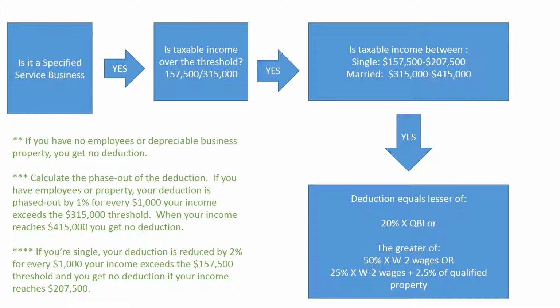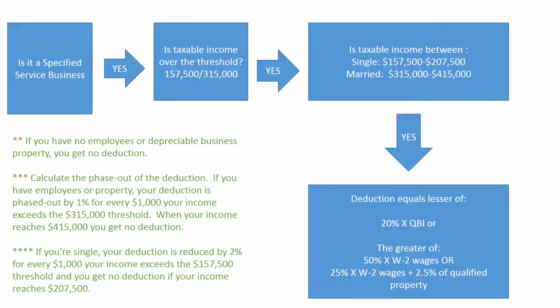Now, is your business a specified service business? If the answer is yes, is your taxable income over the threshold, $157,500 or $315,000? If the answer is yes, then it's taxable income between $157,500 to $207,500 for single. Now, if you notice, there's a $50,000 range. $207,500 minus $157,500 is where the $50,000 range comes from. And for married, the range is $315,000 to $415,000, a $100,000 range.